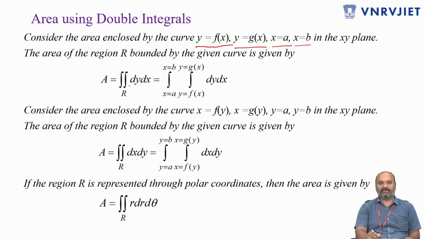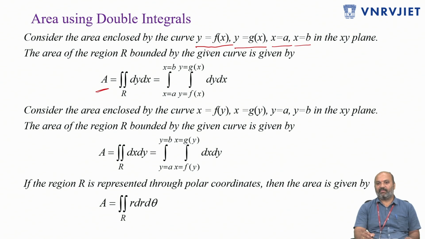In such a case, the area, denoted by A, is the double integral over the region R of dy dx. Here we don't have any integrand; the integrand is 1. We are finding area, so the integrand is 1. Even in the case of volume, the integrand is 1. Since y limits are functions of x, first we integrate with respect to y and next with respect to x. Okay, this is one case.